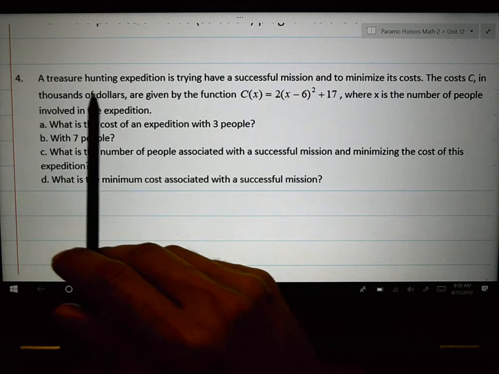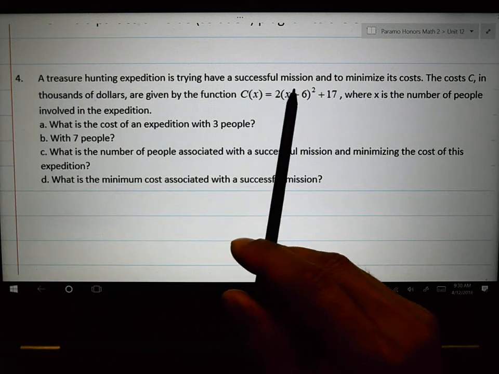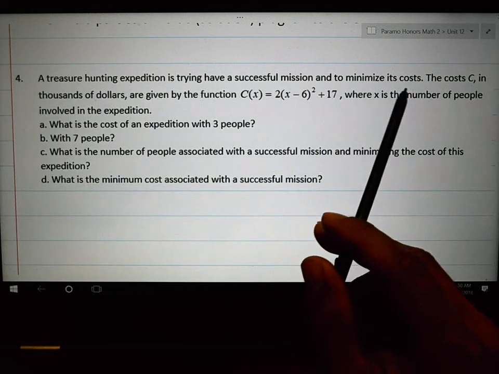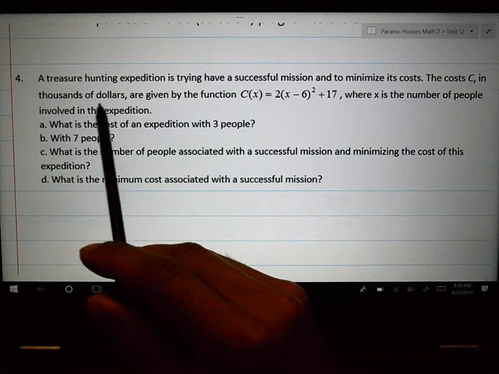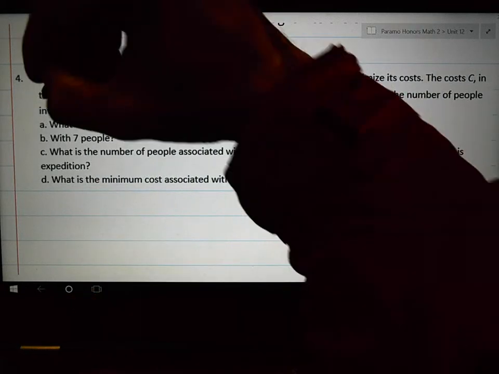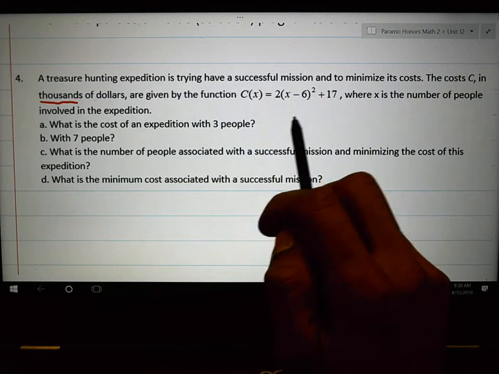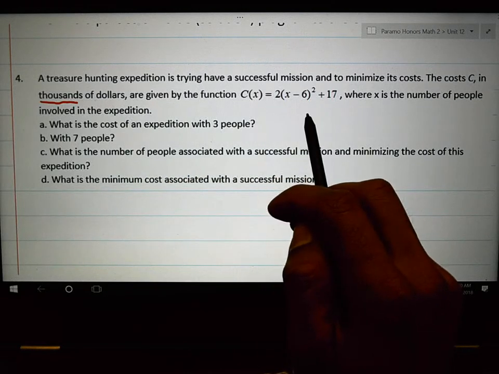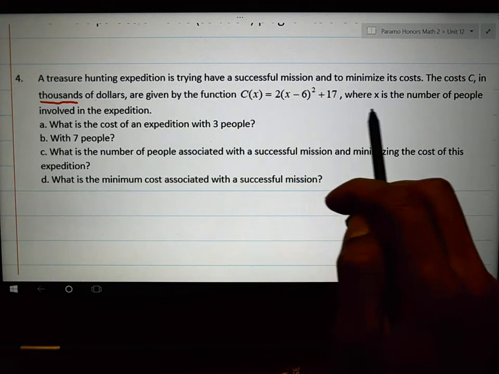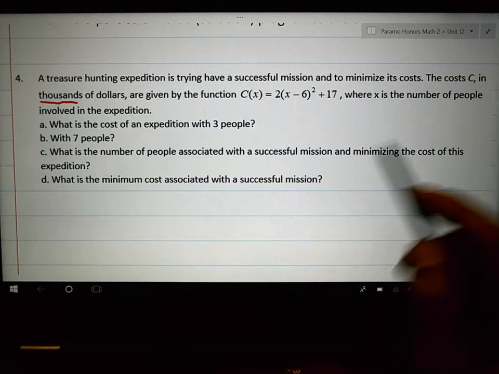A treasure hunting expedition is trying to have a successful mission and to minimize its costs. The costs in thousands of dollars, I'm going to underline that, are given by this function. Ooh, it's in vertex form. Thank goodness. Where x is the number of people involved in the expedition.